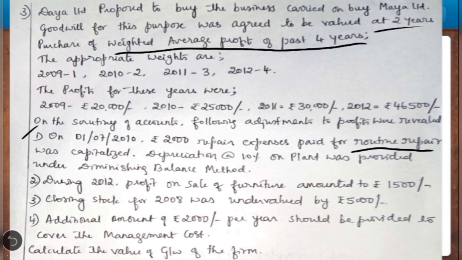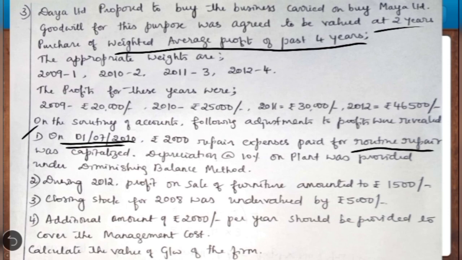So this adjustment is quite the reverse of the first adjustment of the first question. Okay, so let us analyze now. This repair expense was incurred on 1/7/2010, in the middle of the year. Rupees 2000 repair expenses paid for routine repair was capitalized. A routine repair is recurring in nature, so it has to be considered a revenue expenditure. But earlier they had capitalized it, which is a wrong adjustment. They had to treat it as a revenue expenditure because it was a routine repair.